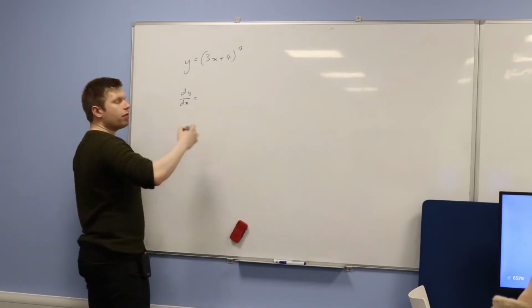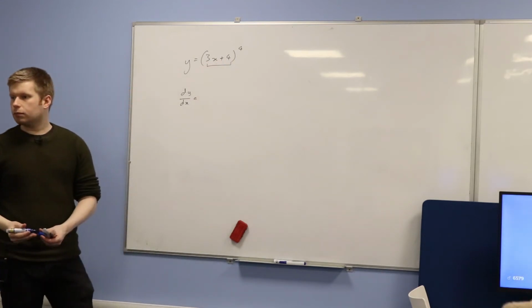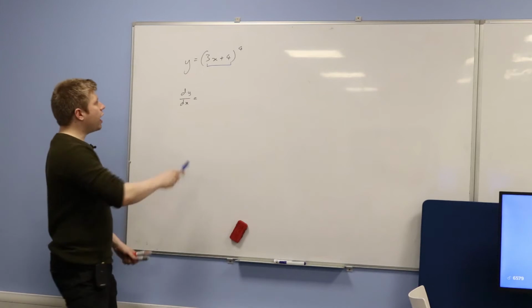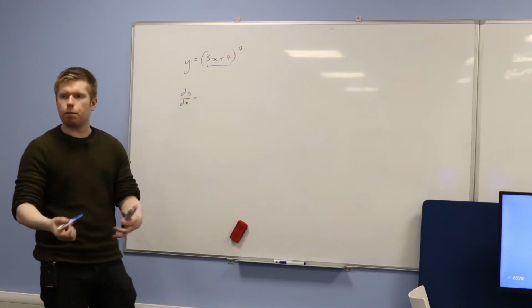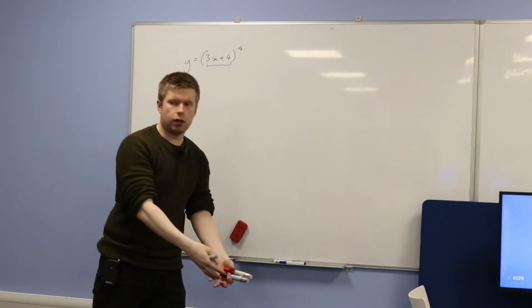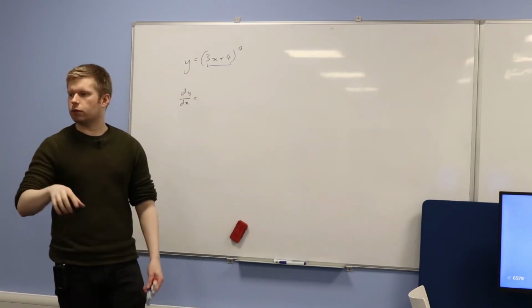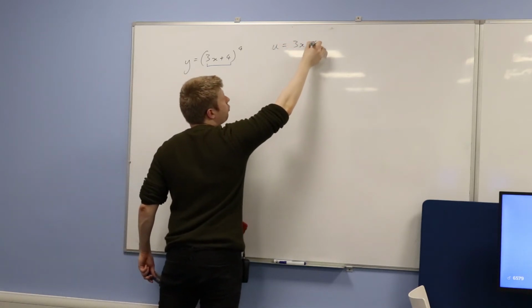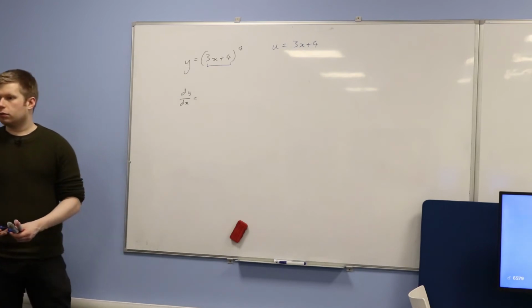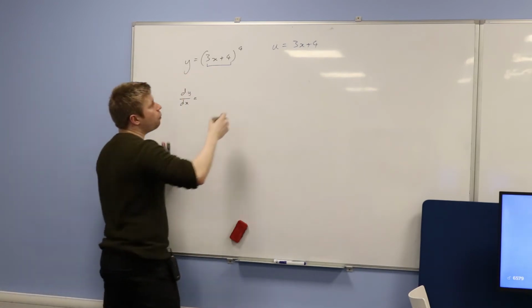So what I could do, if I wanted to, is introduce a new variable. Look at this. The thing which is making this tricky is the bit inside. I have y equals something to the power 4, and it just so happens that something is another function. So why not make a substitution? Why not say that is another function? Why not let u equal 3x plus 4? Which then means that my original function would become what?